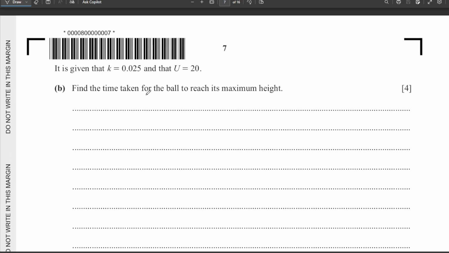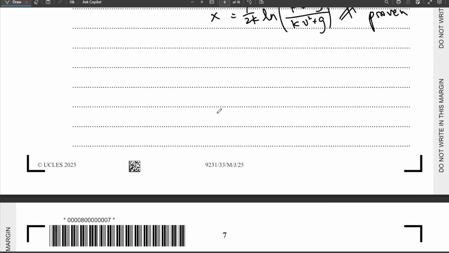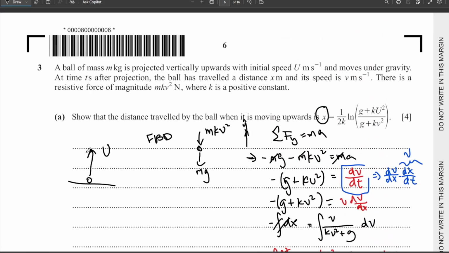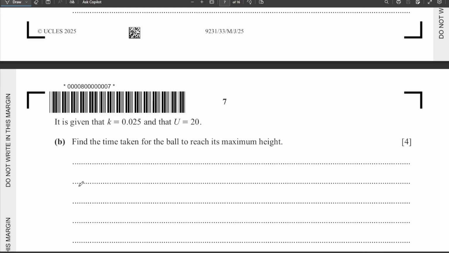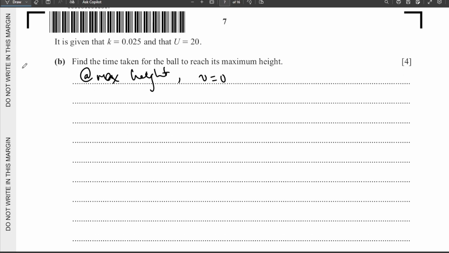For part B, it's given the value of the constant k and also the initial speed u equals 20. They want us to find the time taken for the ball to reach its maximum height. When the ball is projected from the ground, at the maximum height it will have an instantaneous speed of 0, then it will change direction to come back down. So we want to find the point at maximum height where v is instantaneously 0, and find what is the t for this to occur.